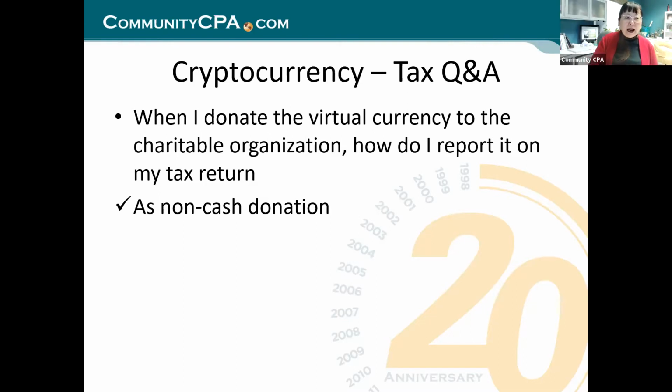All right, our last question. When I donate virtual currency to a charitable organization, how do I report that on my tax return? Hey, the answer is non-cash donation. See, it's not cash donation, it's non-cash donation. So make sure that you actually know what that means on Schedule A. There is a separate section for non-cash donation.